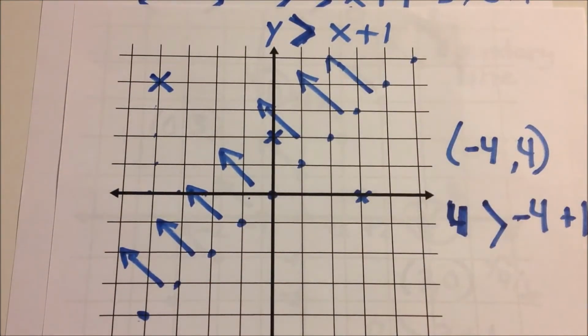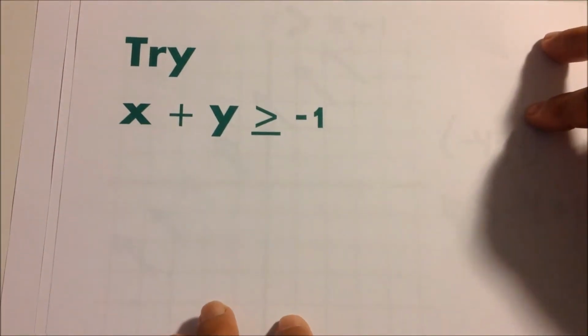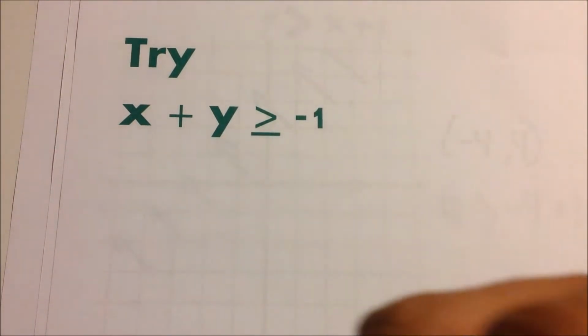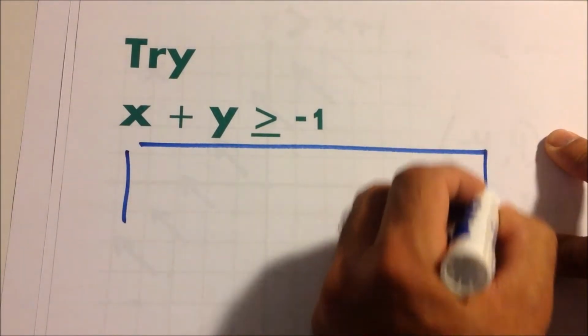Okay. Let's see if you can do one by yourself. Try this. Pause the tape. See what you can do. So first, make a domain and range box. Make an x and y box.